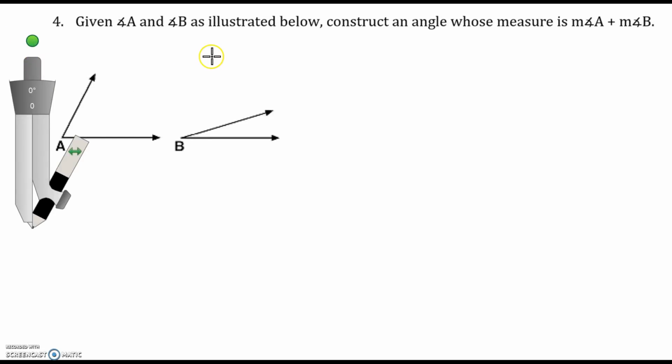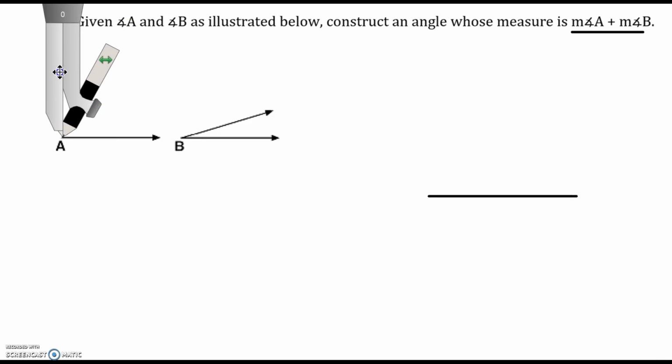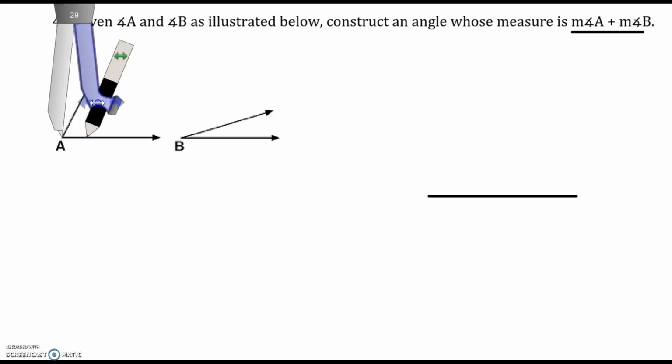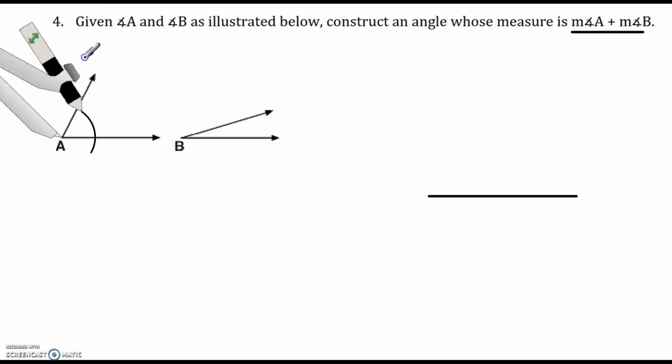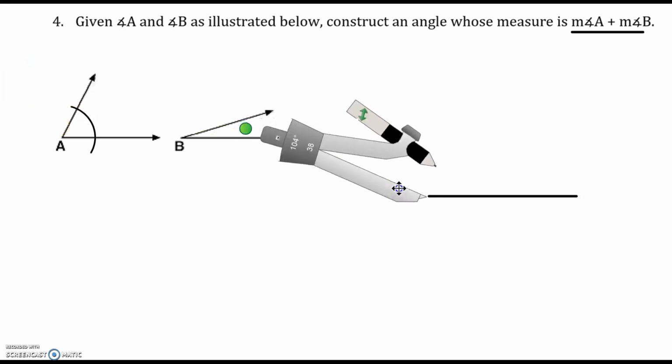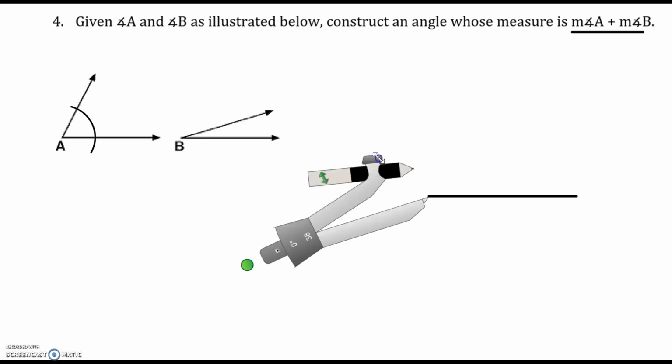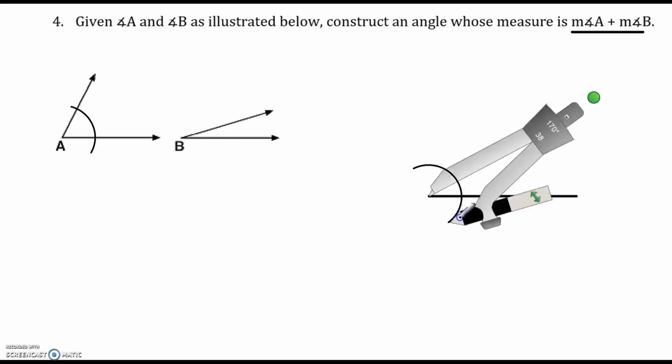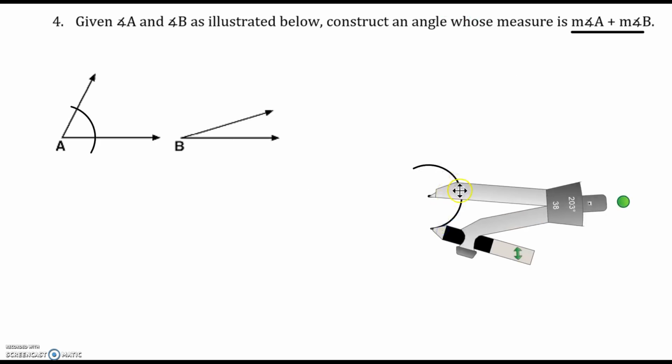Now, this one, we're going to make A plus B. So just like before, we're going to give ourselves a place to start, and we're going to start making measurements. So we're going to start with A, and we're going to copy angle A. So make an arc that crosses through angle A in two spots, then slide over to your new angle and repeat. Okay, and make it as big as you need it.